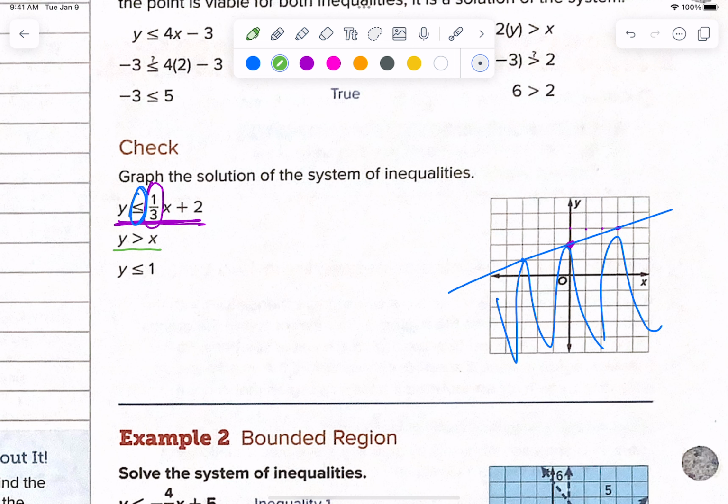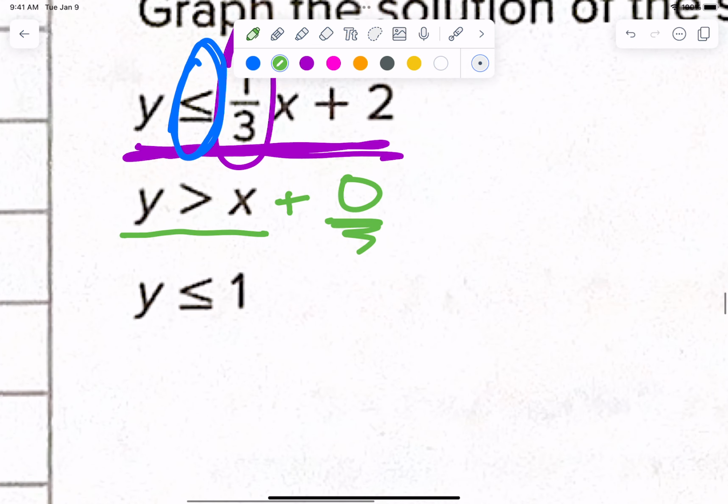Y is greater than x. But is that in slope-intercept form? Y equals mx plus b? It is? Yes, because y is solved for. But what's the b part? Plus what? 0. Okay, what's the slope? What number's in front of x? 1, right? So we're just dissecting this, okay?